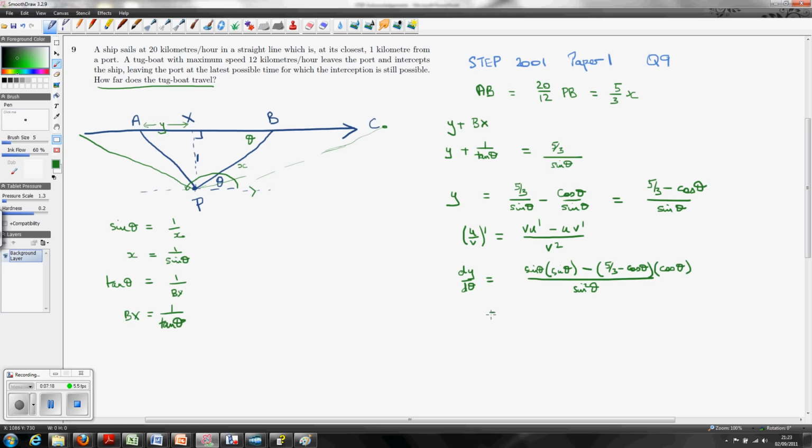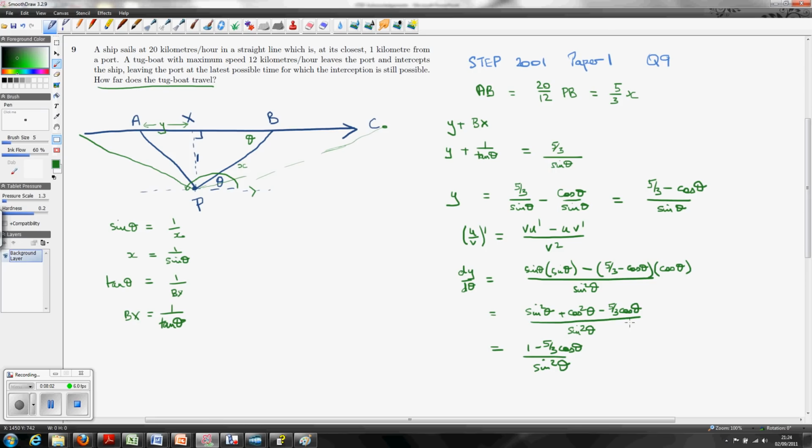So what is this? Will this simplify? Happily it will. I've still got sine squared theta on the bottom. And now I've got minus cos theta. I'm doing the second term here. I'm going to have plus cos squared theta. Then I'm going to minus 5 over 3 times cos theta, minus 5 over 3 cos theta, which is equal to 1 minus 5 over 3 cos theta over sine squared theta.